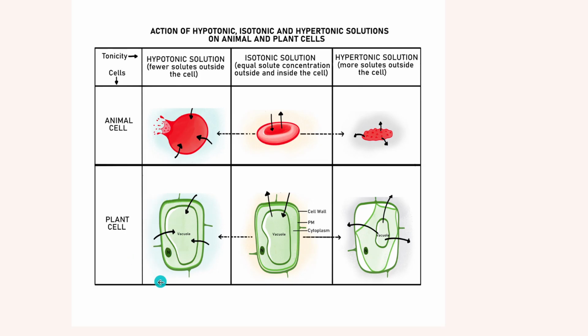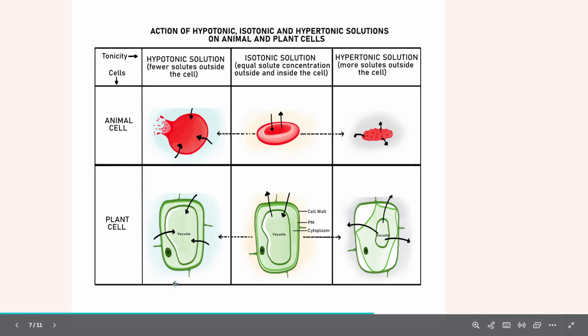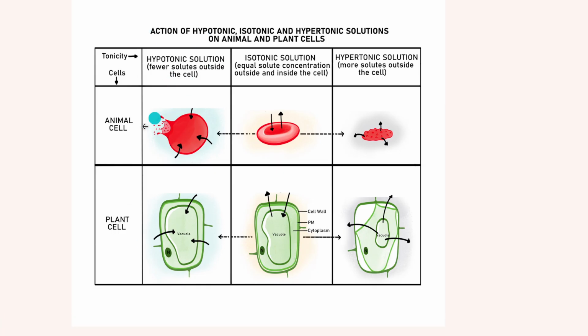Same, if I keep a plant cell in a hypotonic solution, a solution which has few solute particles, the water has a tendency to move from less solute to high solute concentration. The water will move inside the cell and the cell will swell. So whenever a cell is placed in a hypotonic solution, which has few solute particles, the water moves inside the cell. Here in case of the animal cell, it moved into the cell. Same in case of the plant cell, it moved, and the cells swell.